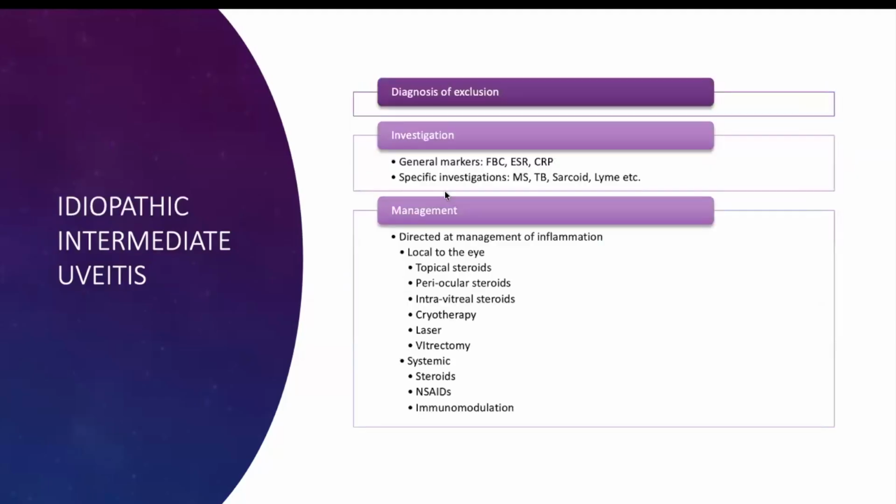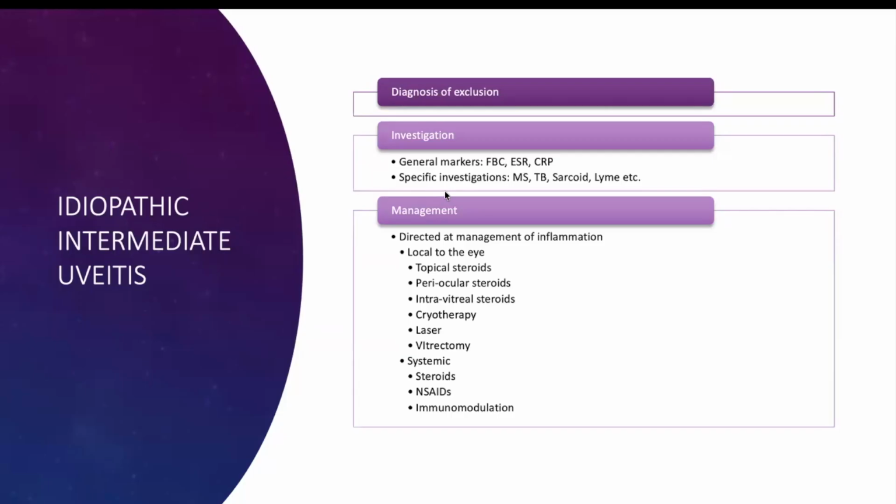So specifically looking at idiopathic intermediate uveitis, this is essentially a diagnosis of exclusion. So you're going to investigate for everything. You'll look for your inflammatory markers. You will send off things related to potential causes, your infective screens, your inflammatory screens, looking at things like TB, sarcoid, multiple sclerosis, for example. And then you're essentially going to manage the inflammation, and that is going to be directed either locally to the eye or more systemically.